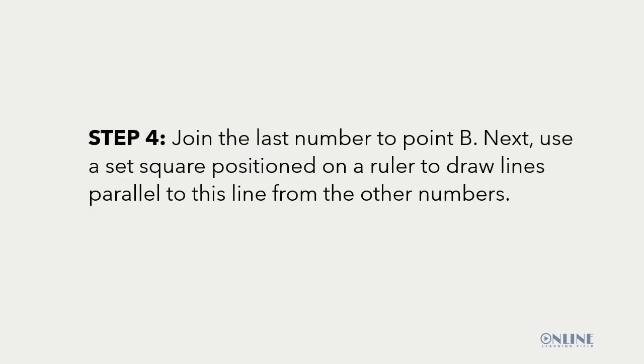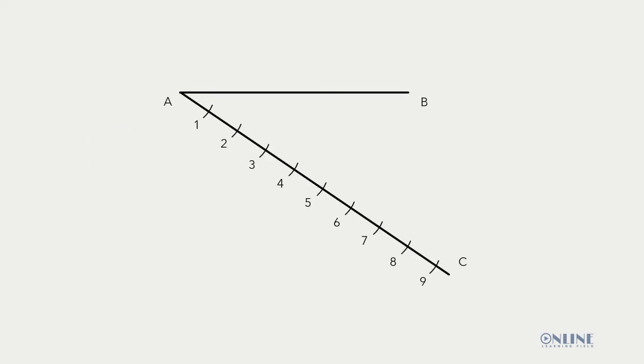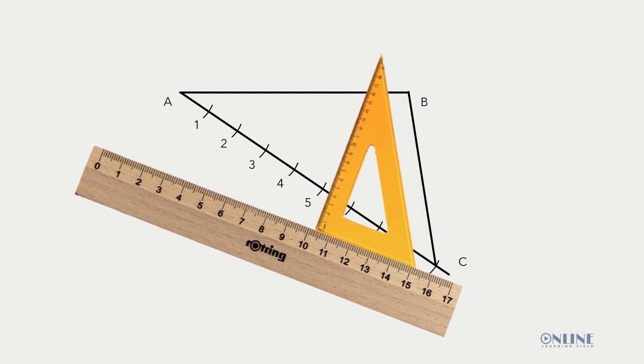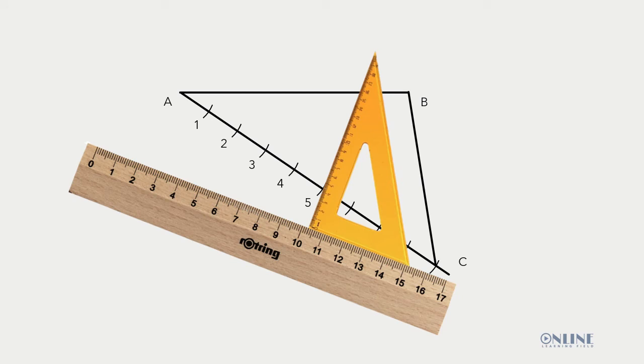4. Join the last number to point B. Next, use a set square positioned properly on a ruler or another set square to draw lines parallel to this line from the other numbers. Join the last number to point B. We have already joined point 9 to point B with a straight line.